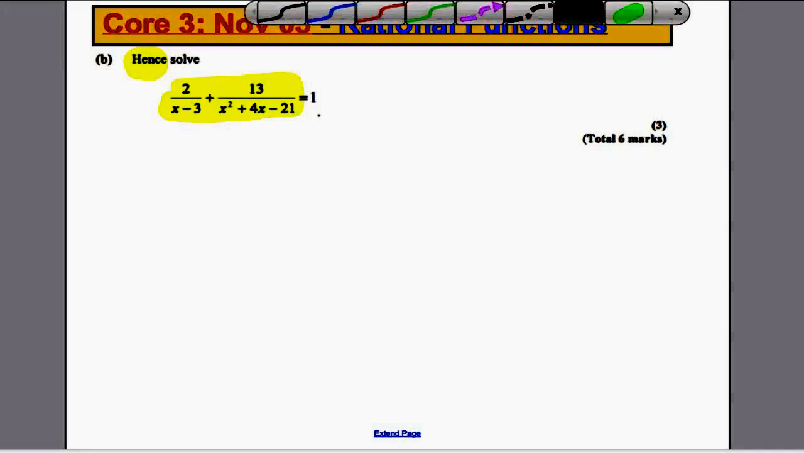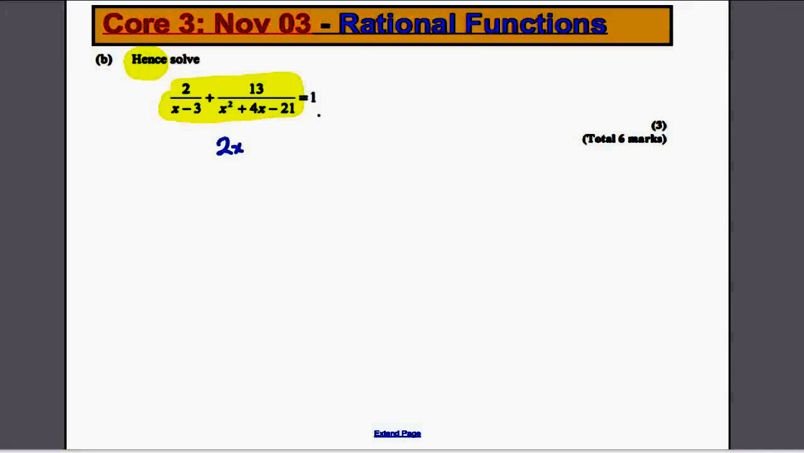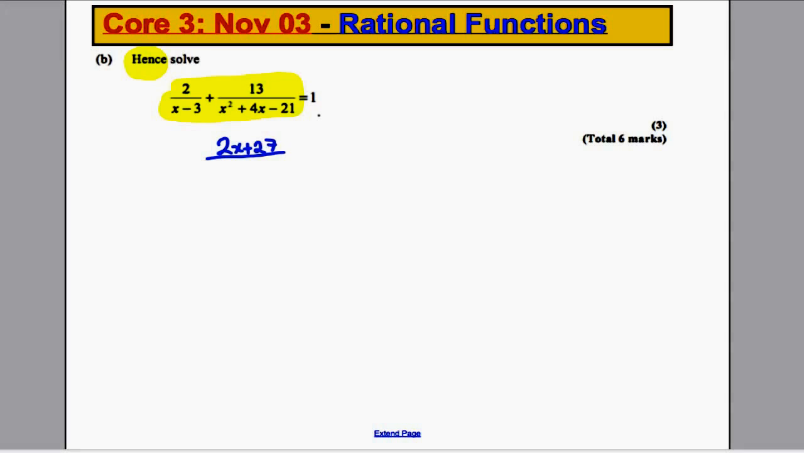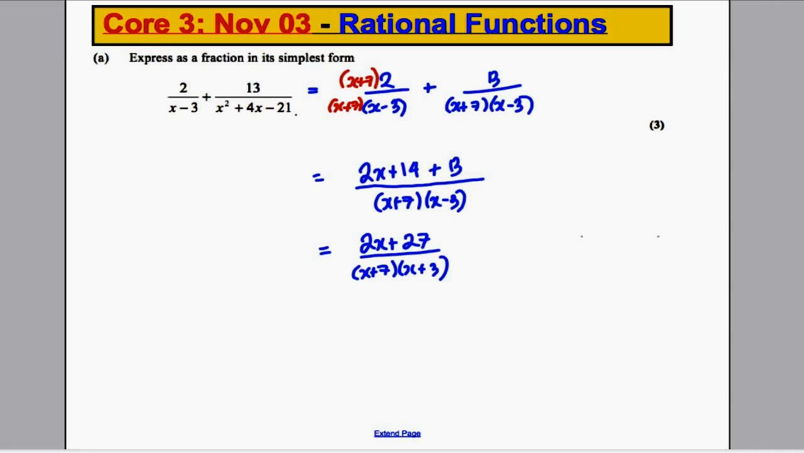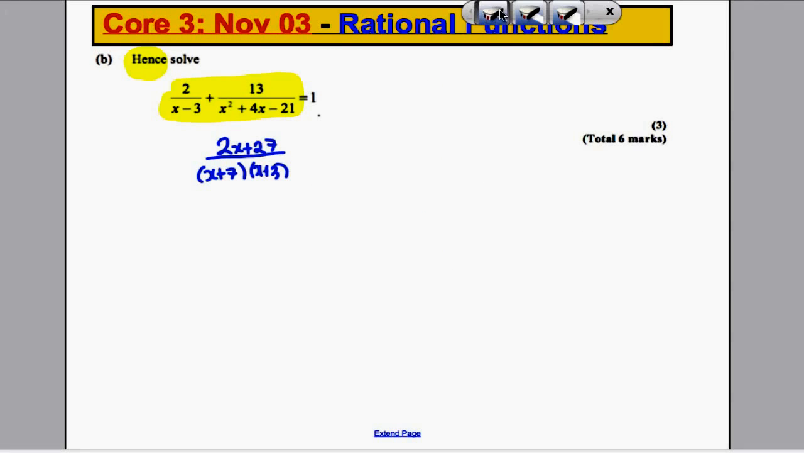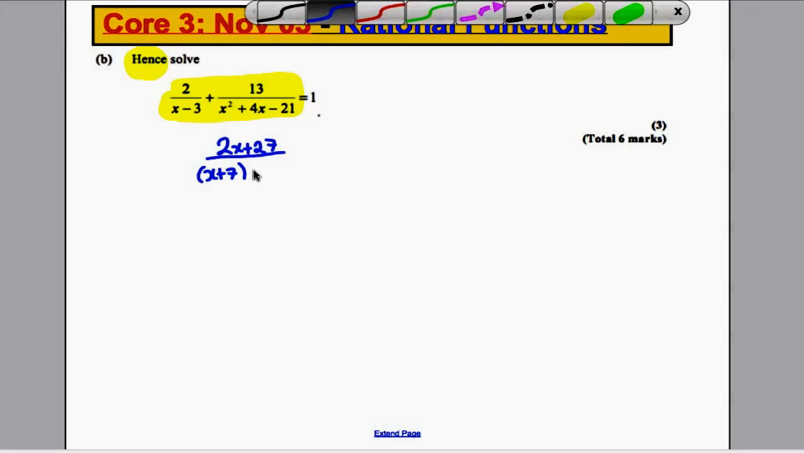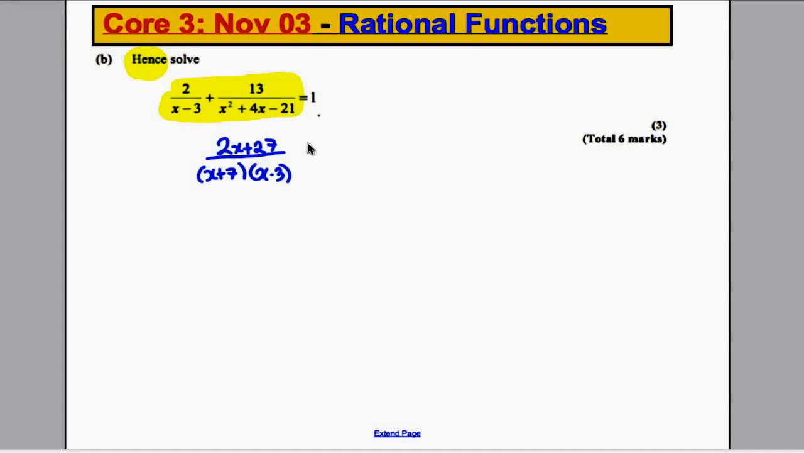So instead of solving this equal to 1, we can solve the equation 2x plus 27 over x plus 7, x subtract 3. Sorry, I've made a mistake there. It was minus above. That should have been an x subtract 3 here. So just rub that out. That's x subtract 3. That's equal to 1. Simple equation to solve. Do what you'd normally do.